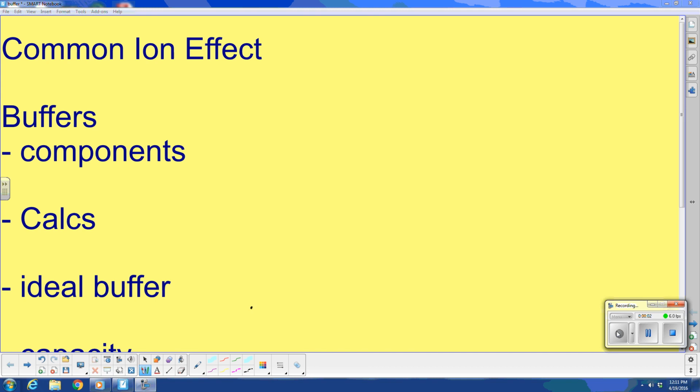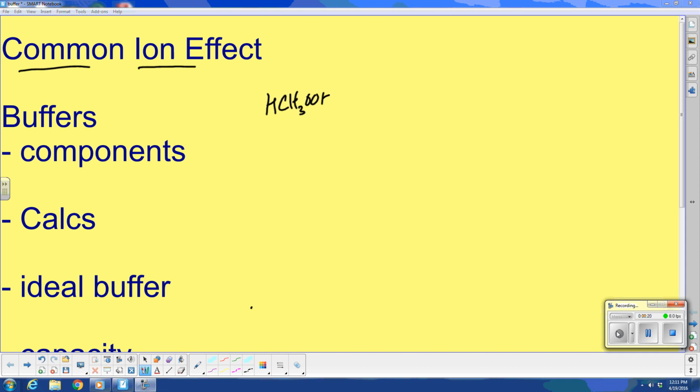Okay, ladies and gentlemen, let's talk about buffers real quickly, starting off with the common ion effect. What is the common ion effect? Usually, we're thinking about having a weak electrolyte dissolved in pure water. So we say something like our acetic acid.